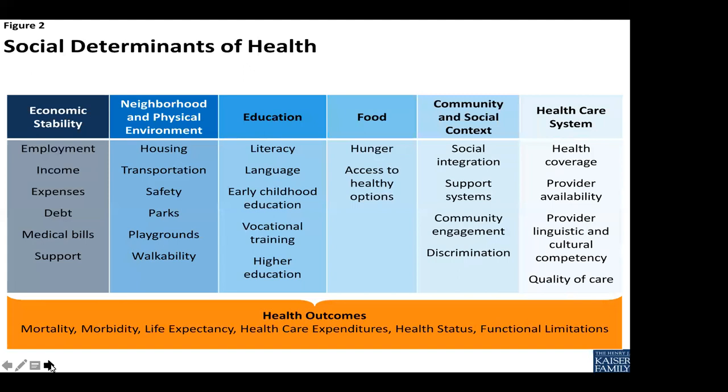Now, before we leave the slide, it's important that I don't ignore everything in the orange. As I stated at the top of the slide, any of these domains could be individual determinants of your health, but they also operate collectively to affect all of those things that happen in that orange part of the slide: mortality, morbidity, your life expectancy, any of your healthcare expenditures, your health status, and your functional ability in our country, in society.